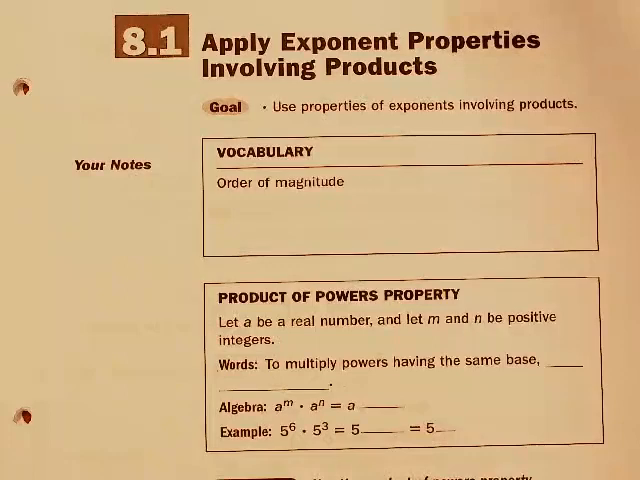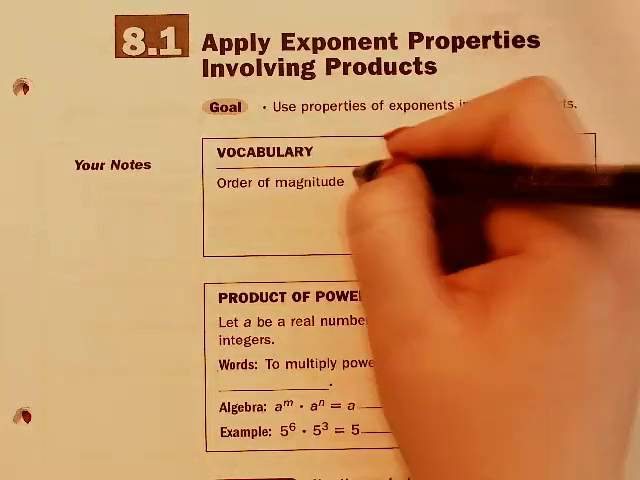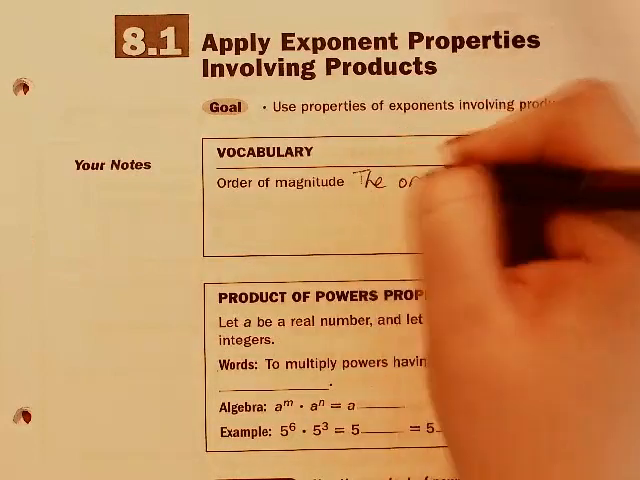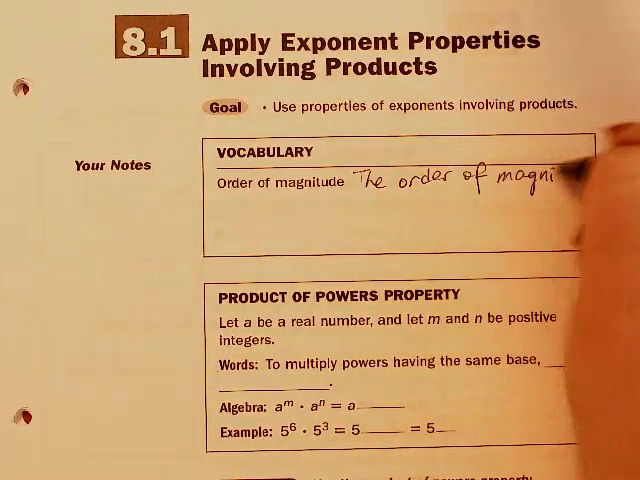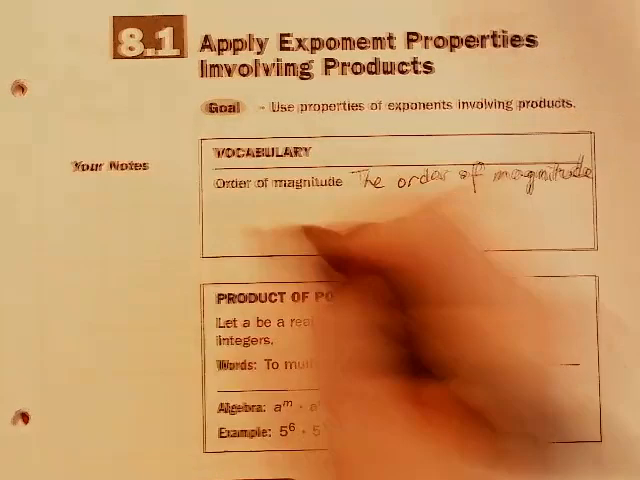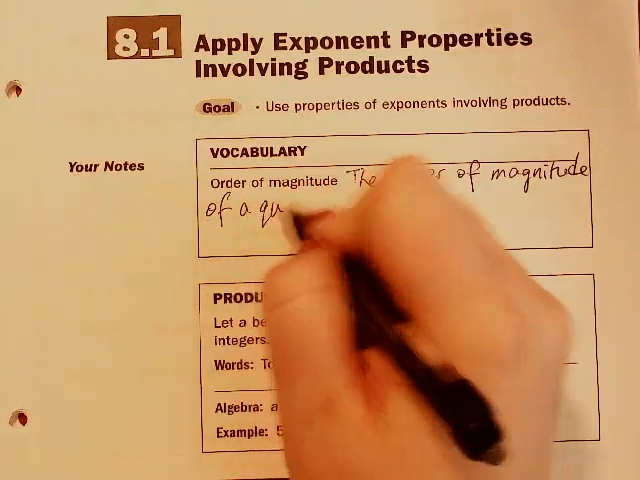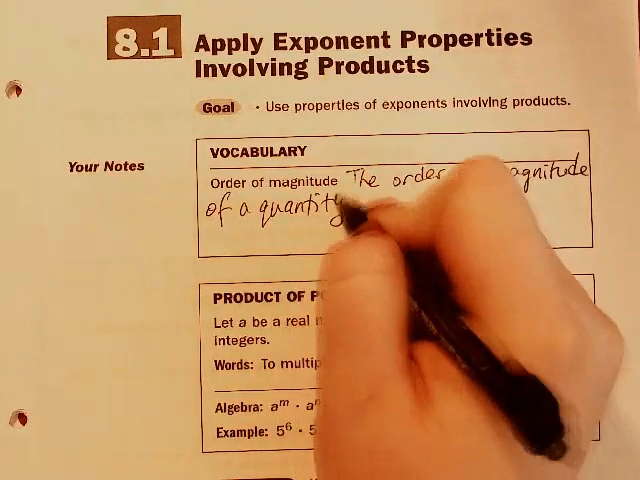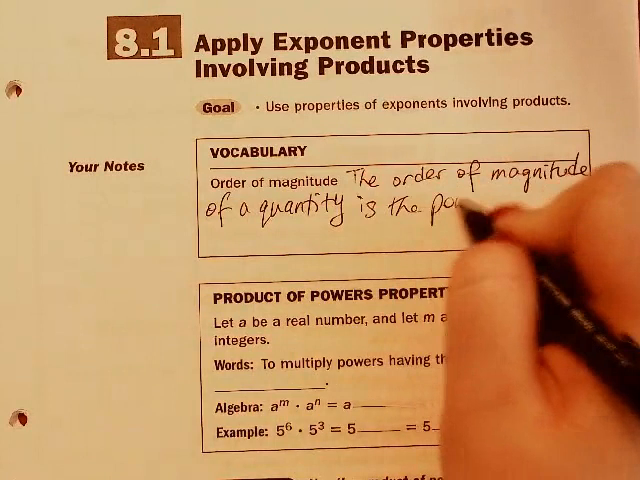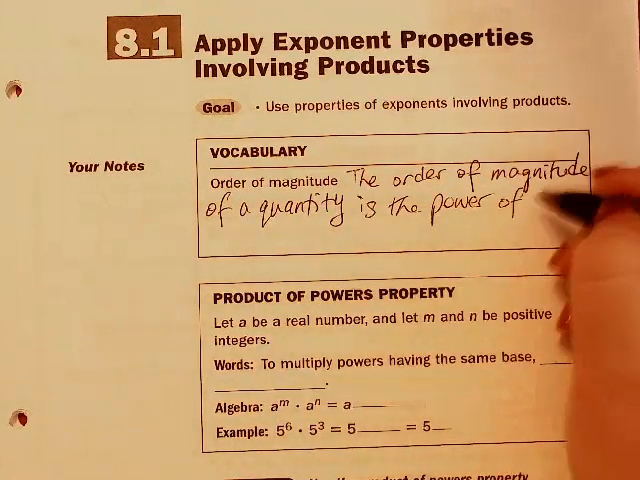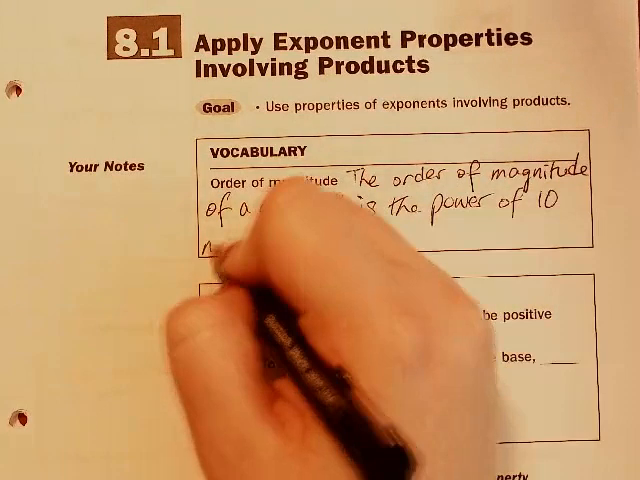Algebra 1, 8.1, apply exponent properties involving products. Order of magnitude. The order of magnitude of a quantity is the power of 10 nearest the quantity.